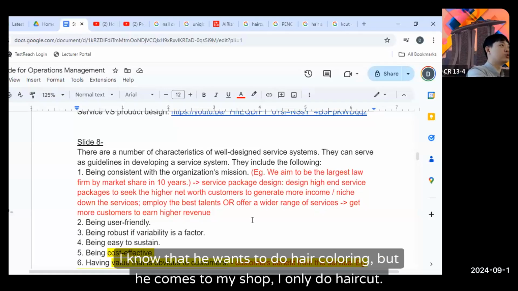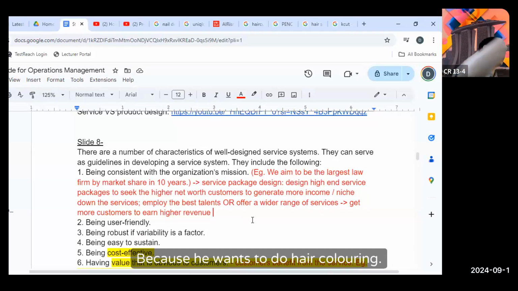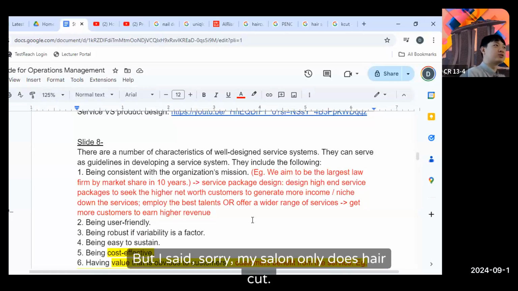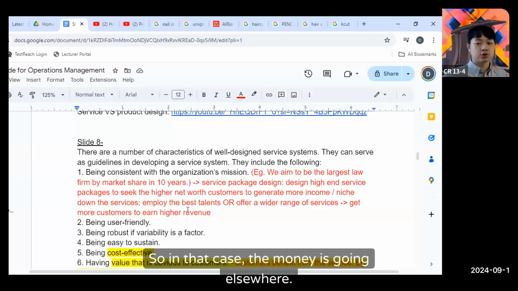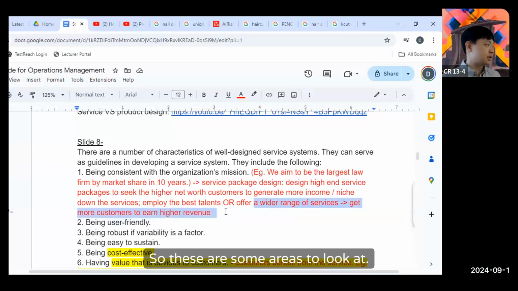I know that he wants to do hair coloring, but he comes to my shop, and I only do haircut. That means right away I see the money flying away from me, because he was asking me already. But I said, oh, sorry, my salon only does haircut. So he has to go somewhere else. In that case, the money is going elsewhere. So if we offer more services, we can get more customers, money in. So these are some areas to look at.